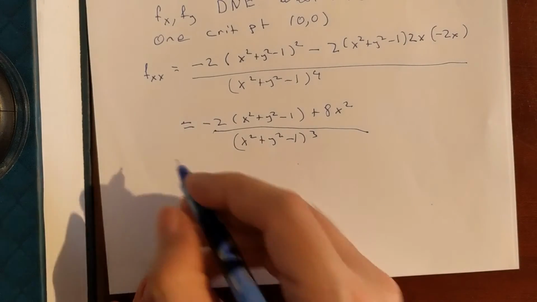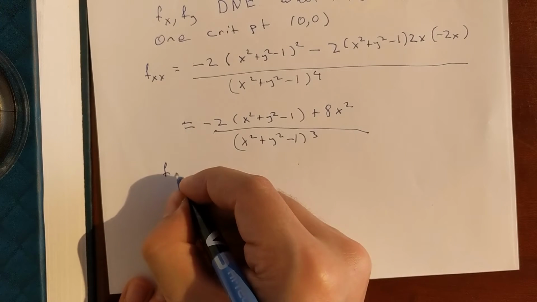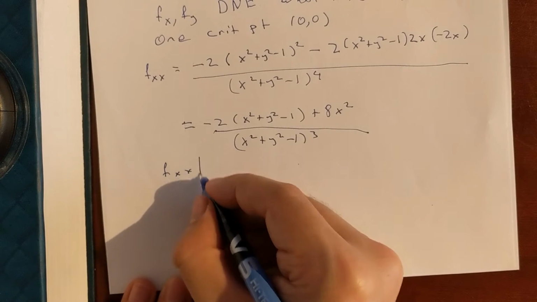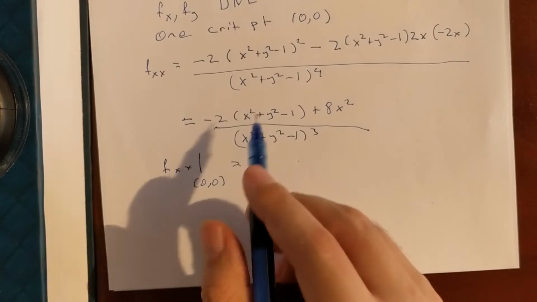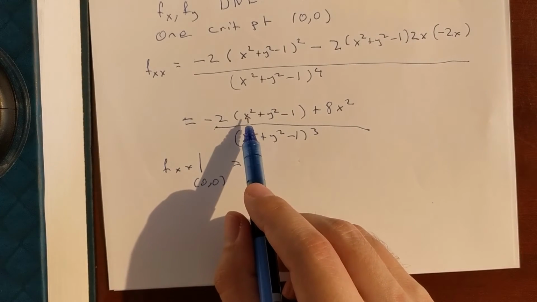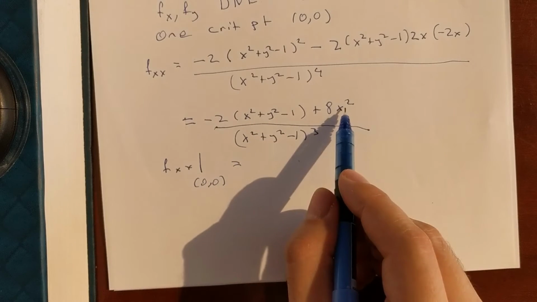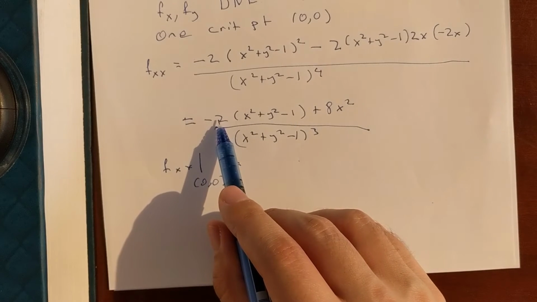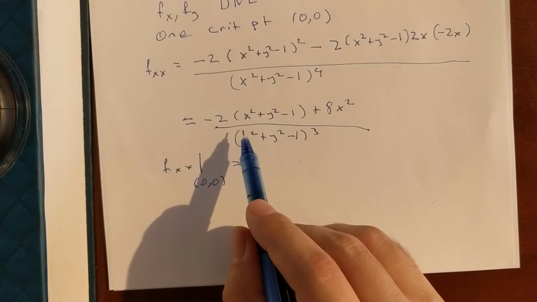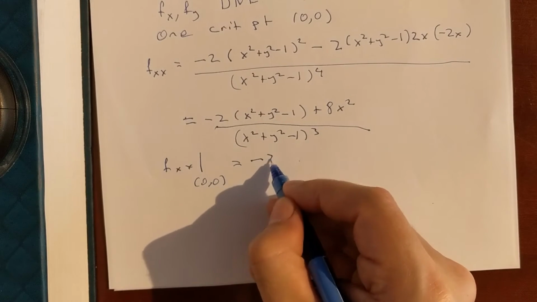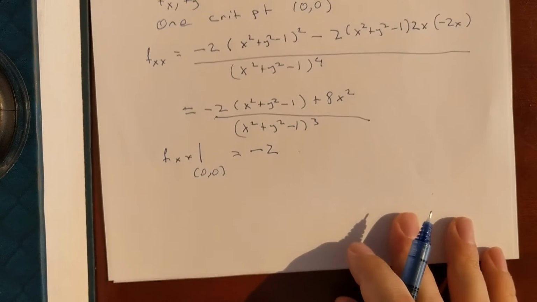I'm not going to simplify this because we just need the value at the critical point 0, 0. When I plug in the critical point 0, 0, I'm going to get a minus 1 here. This is going to be 0, multiplied by that. I'm going to get a plus 2. On the bottom, I'm going to get minus 1 cubed, which is minus 1. So 2 over minus 1 is minus 2. You can do it at home yourselves.